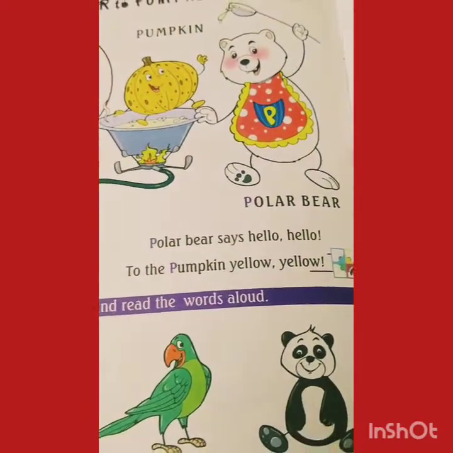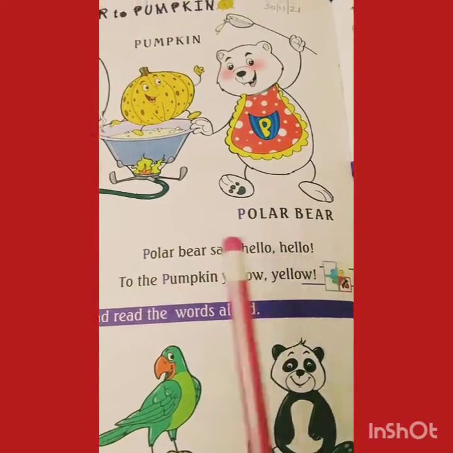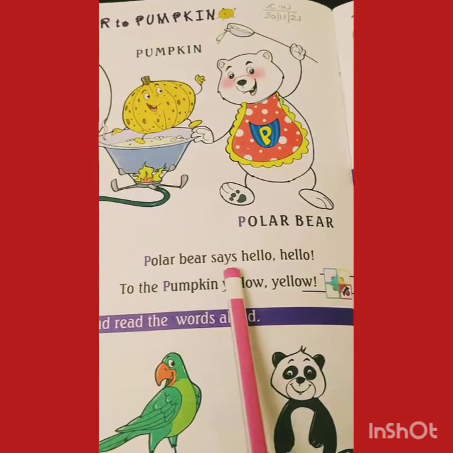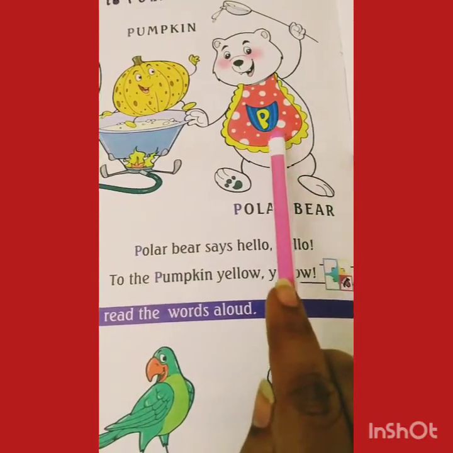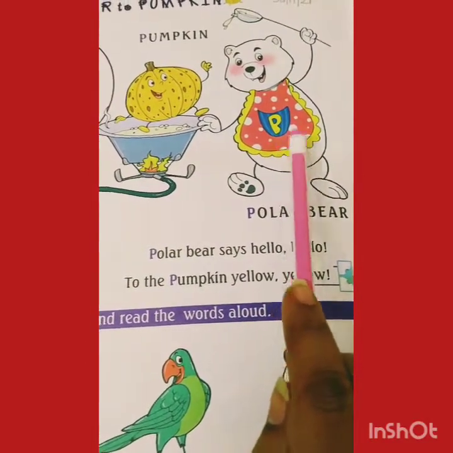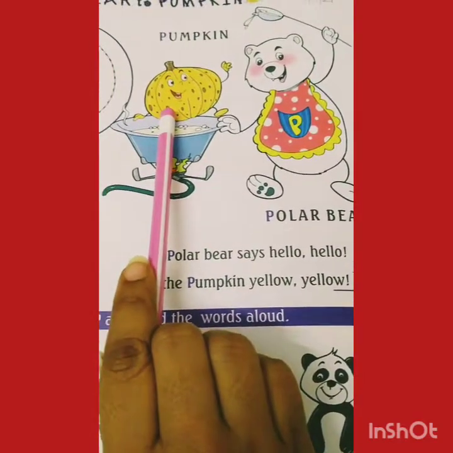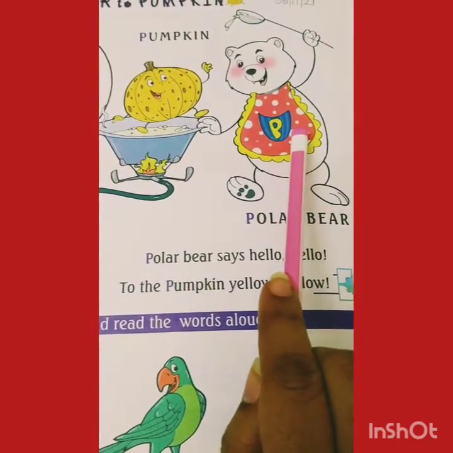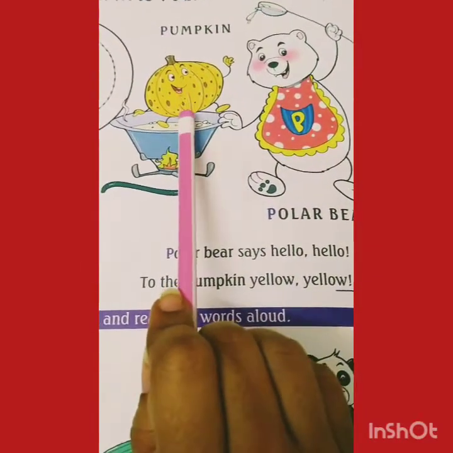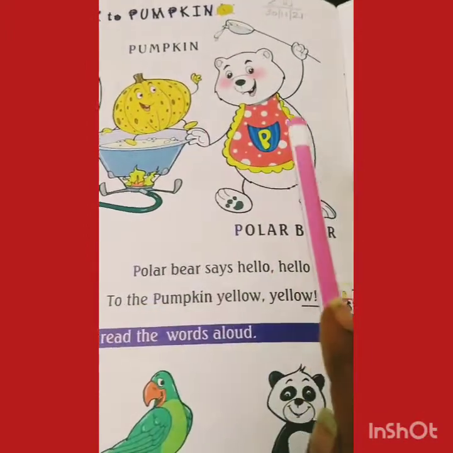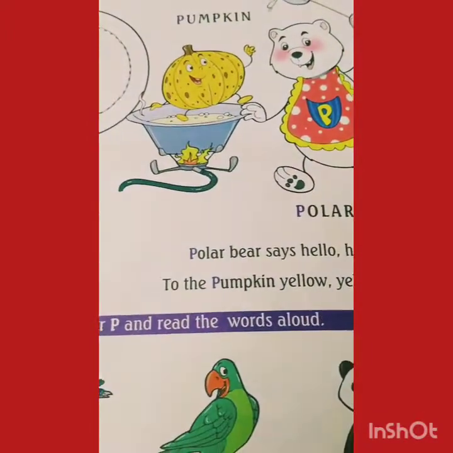Okay, now see this side. We have two lines. Polar bear says hello, hello. Okay, polar bear says hello hello to the pumpkin yellow yellow. Okay, so this is P for polar bear and this is P for pumpkin.